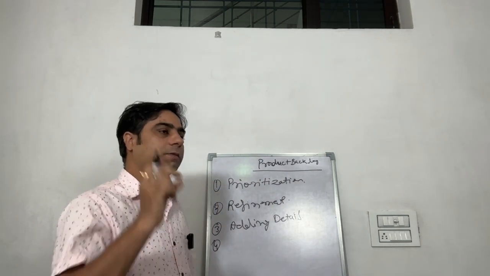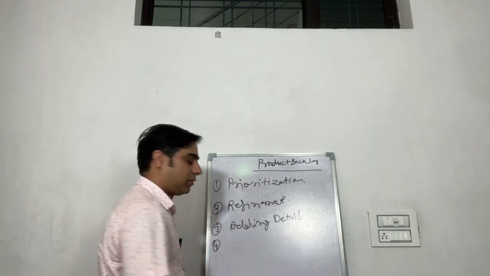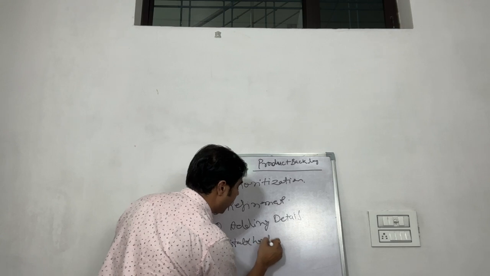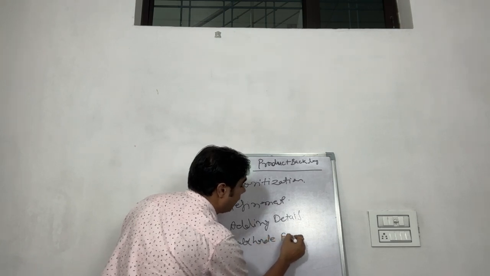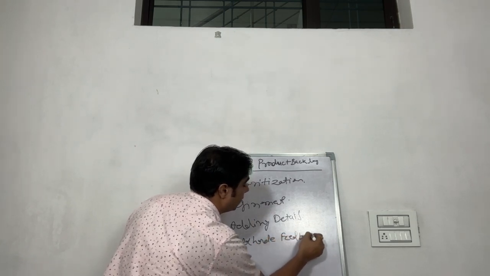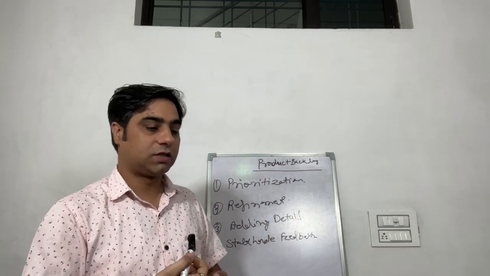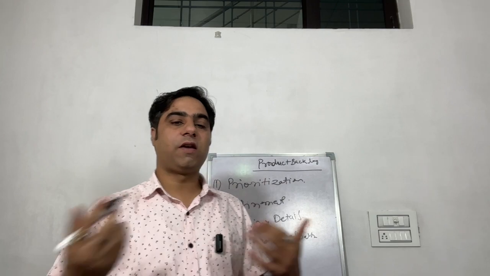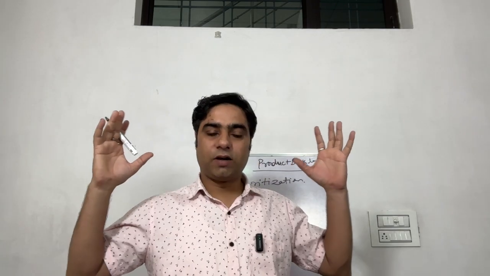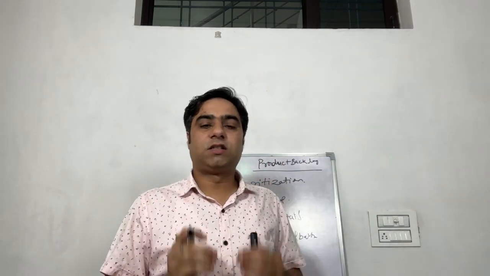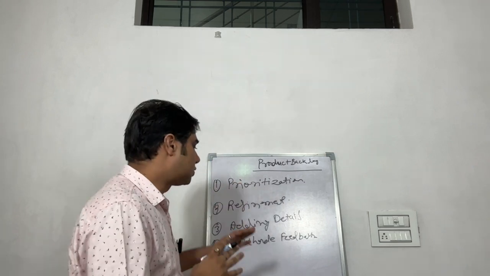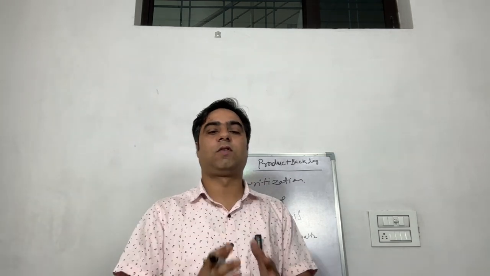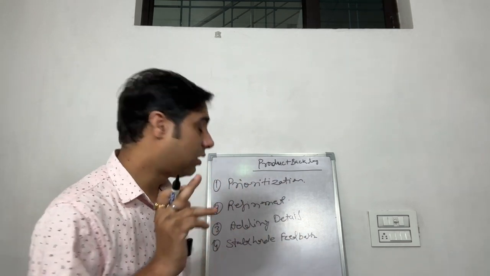Now fourth is stakeholder feedback. Stakeholder feedback means you have to be very clear about who the stakeholders for your product are: your business people, your marketing people, your sales people, your customers, your technical teams, everyone. You should get feedback on your product backlog from your stakeholders on a regular basis. So that is definitely important.